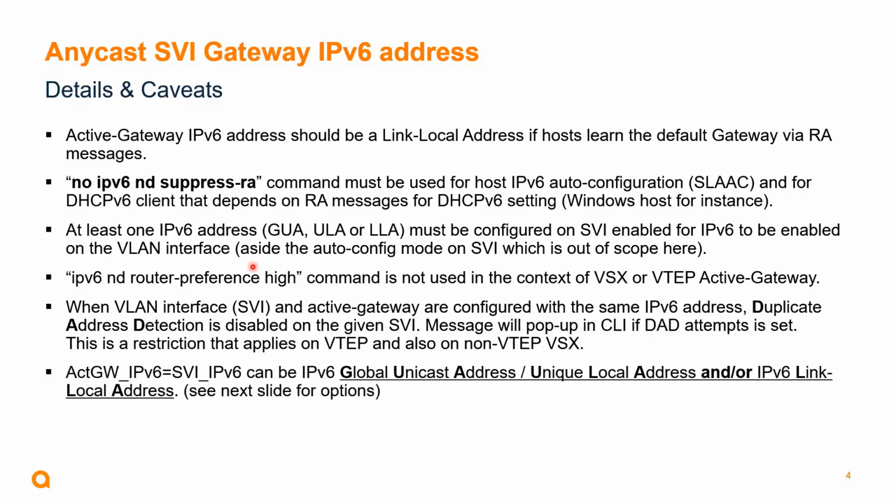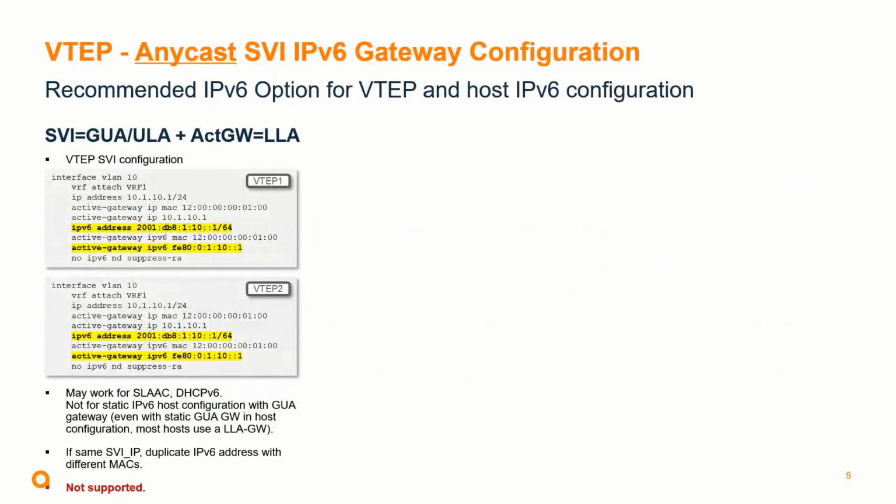The IPv6 address that is used can be a global unicast address, unique local address, or link local address. We'll see all the options in some slides that we have here for educational purposes. So first, let's consider the VTEP Anycast SVI IPv6 gateway configuration, and we'll go to the recommended option. You could have an SVI using a global address and the active gateway using a link local address. So why not? Here, again, this is VTEP.